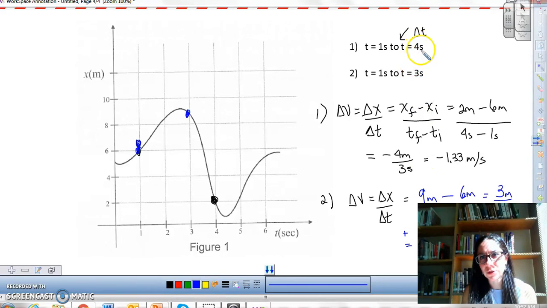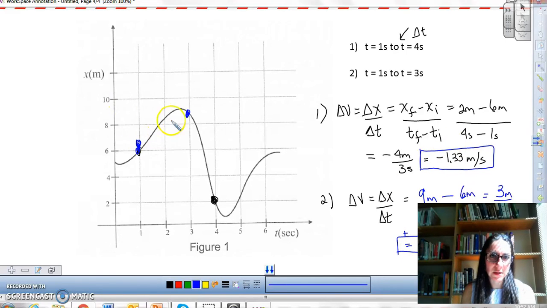So notice that just changing by 1 second drastically changes our velocity. This one says we're on average going backwards, whereas this one, between that time, on average is going forward. And I'm getting that from the signs. This one is negative, which is backwards, and this one is positive, which is forward. So you can see how your average velocity changes depending on how much time is passing.